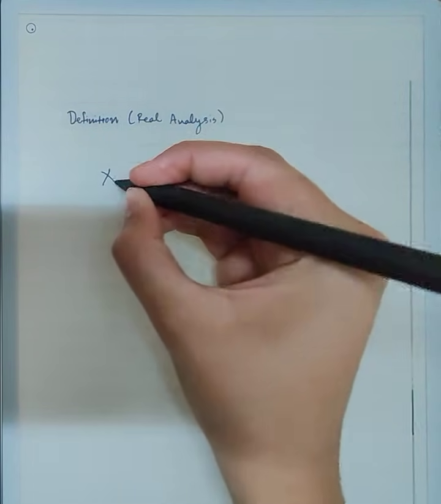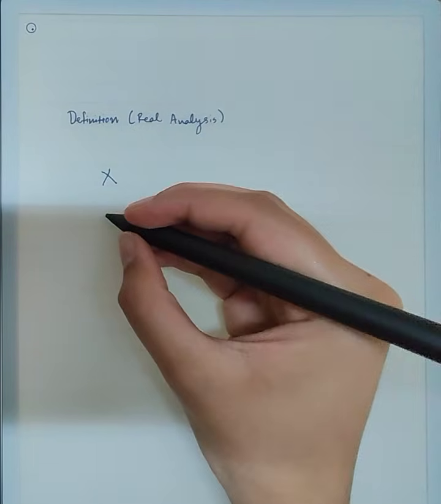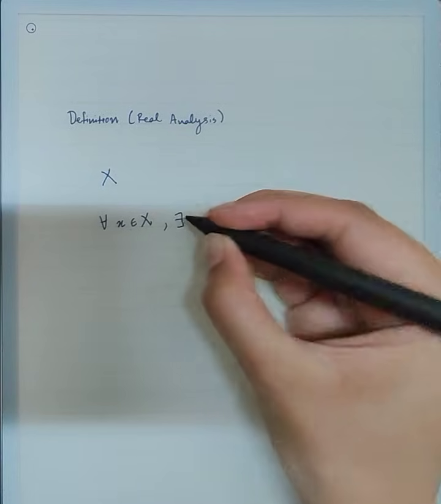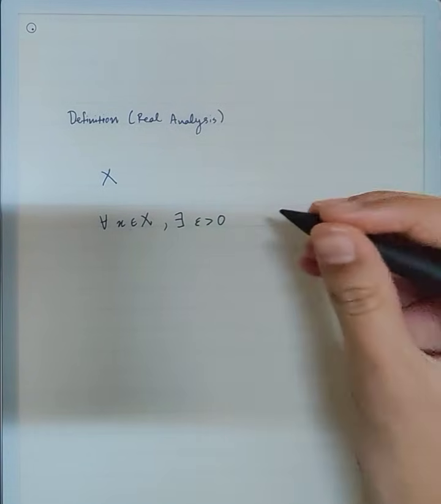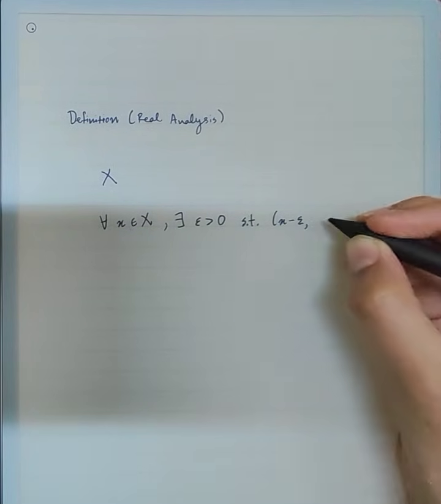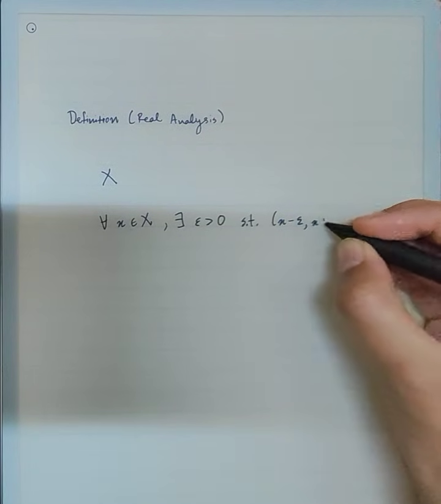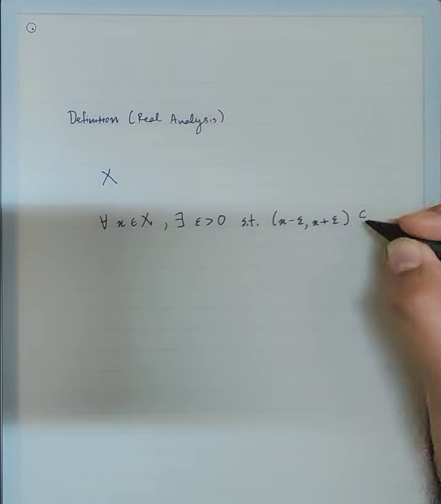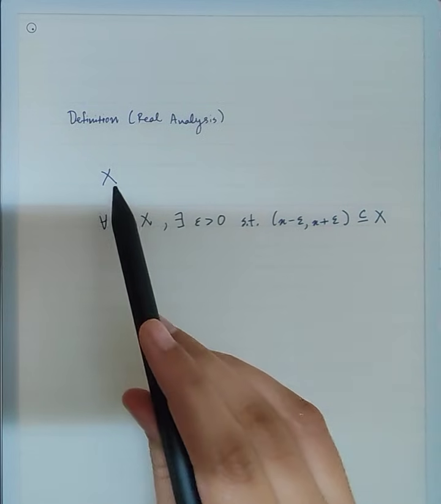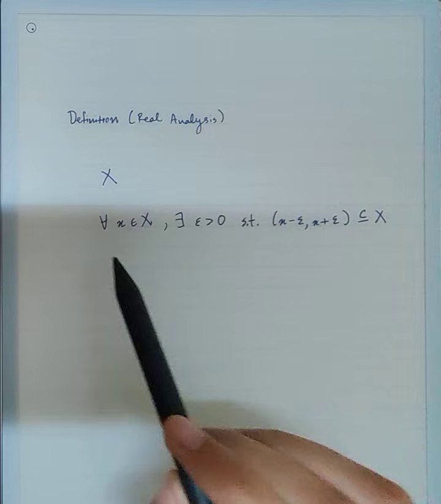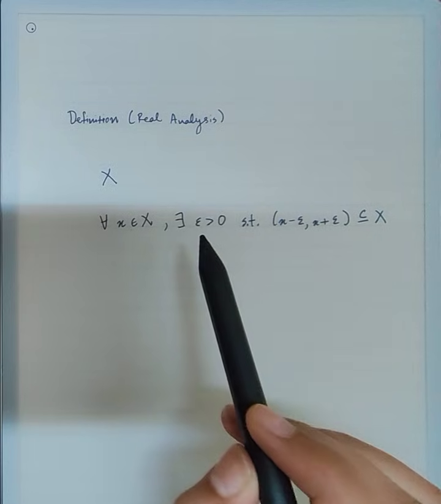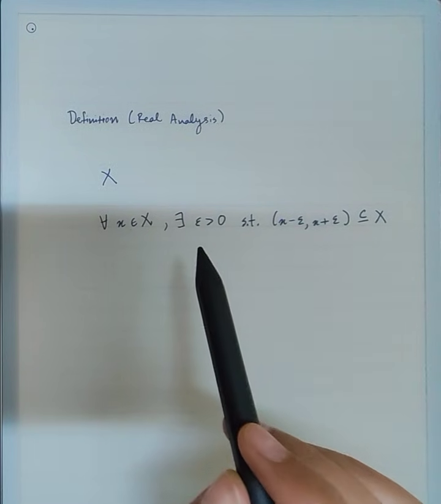Let's take set X. If X is an open set, then for all elements x in X, there exists some value epsilon that is greater than 0, such that the open interval from x minus epsilon to x plus epsilon is contained within my set X. Therefore, for any single x I pick in my set X, I can draw some sort of an epsilon neighborhood around it, and it should still be contained within my set X. Note that this doesn't have to be true for every single epsilon. There just has to be one epsilon that satisfies this.